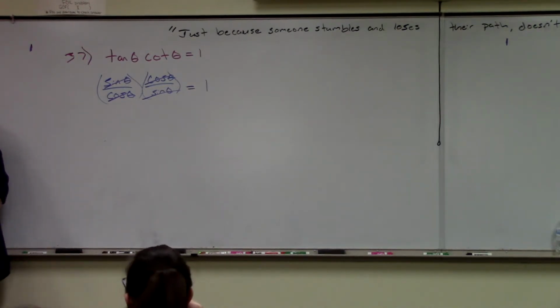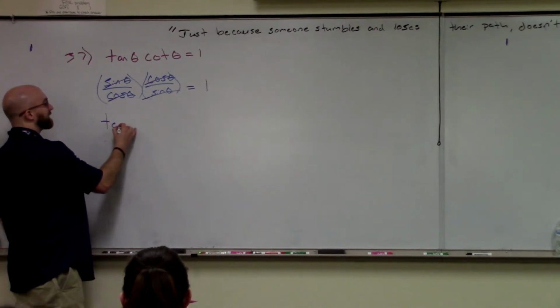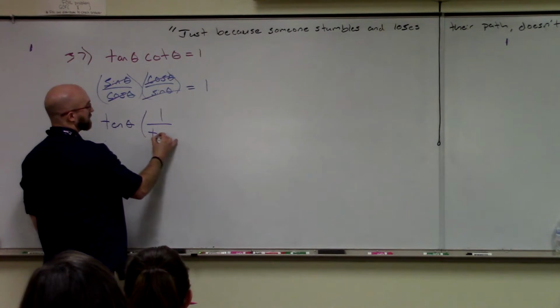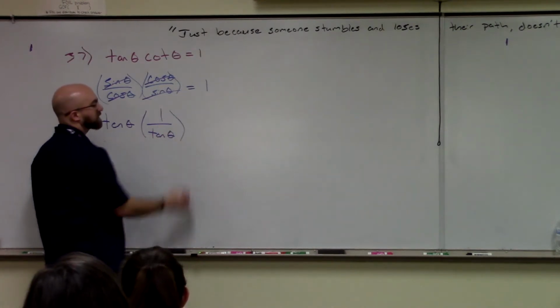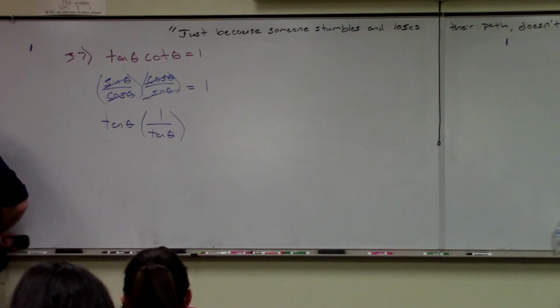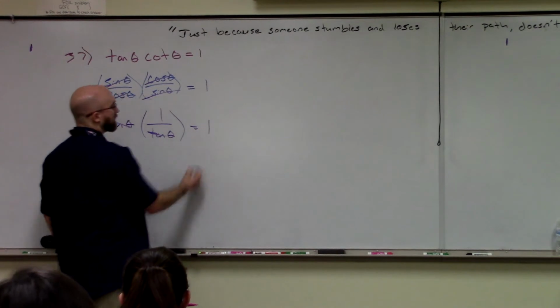Can I do this problem another way, by the way? Apparently. You wouldn't have said that if you couldn't. Thank you. So the other way, I can have tangent of theta times 1 over tangent. Because if you look at your identities, is cotangent equal to 1 over tangent? So therefore they cancel out and this equals 1.